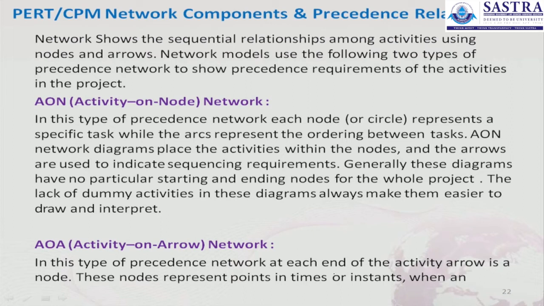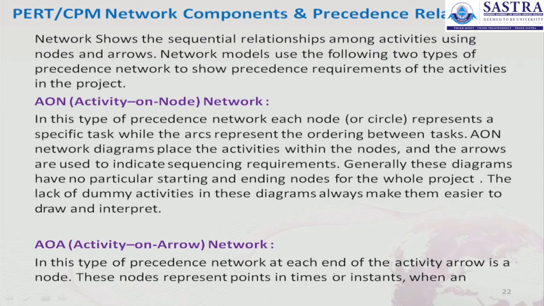Activity on node means in this type of precedence network, each node or circle represents a specific task, while the arc represents the ordering between tasks. AON network diagrams place the activities within the nodes, and the arrows are used to indicate sequencing requirements. Generally, these diagrams have no particular starting and ending nodes for the whole project. The lack of dummy activities in these diagrams always makes them easier to draw and interpret.